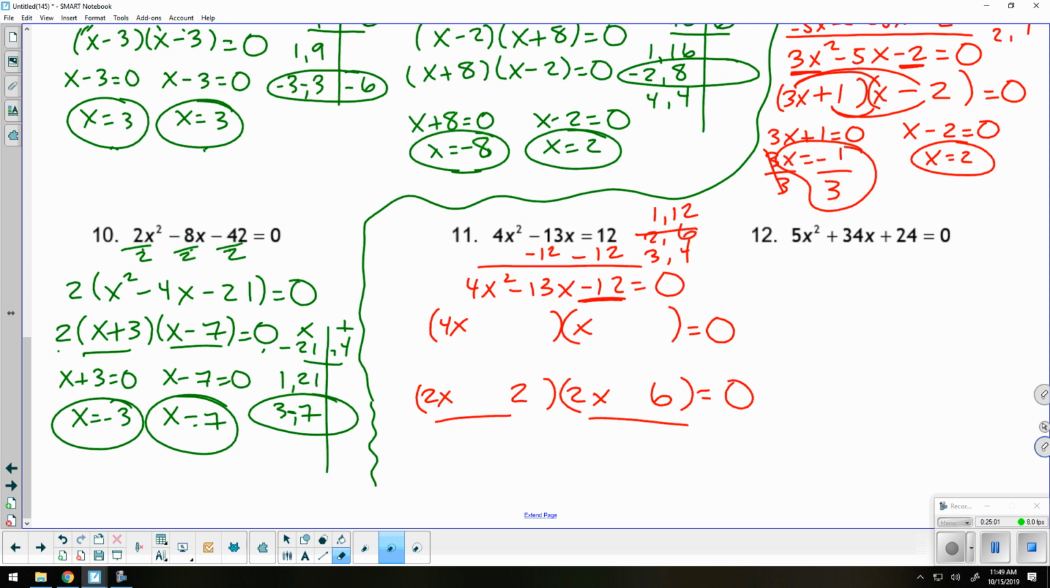My eraser's not working very good, guys. I don't know what's going on. Come on.